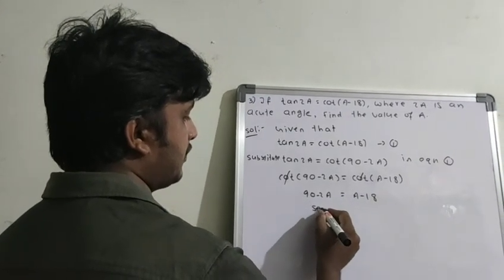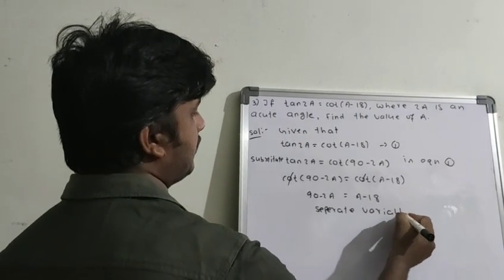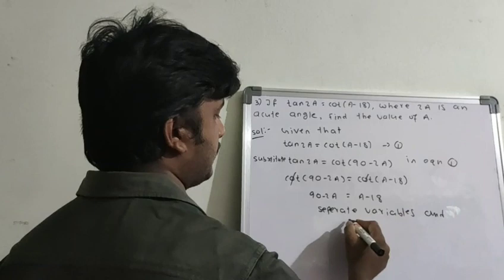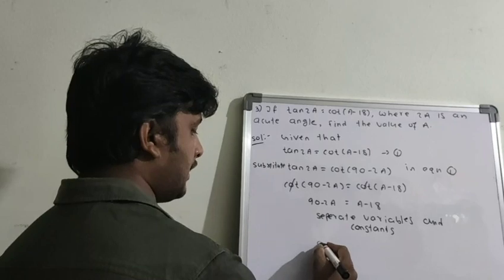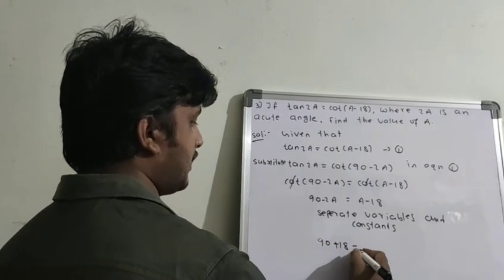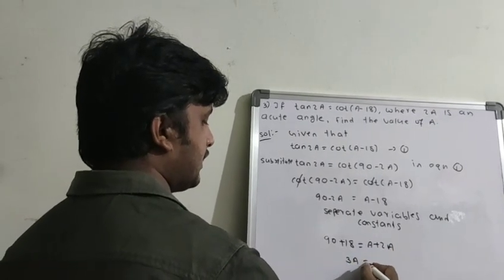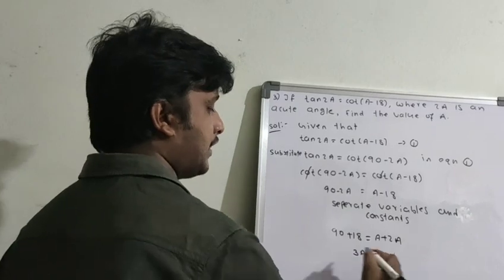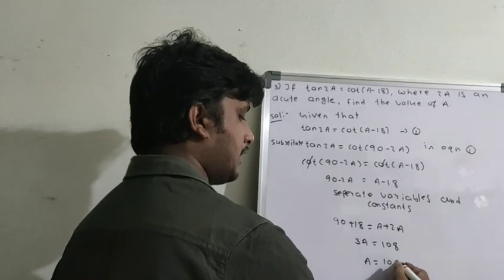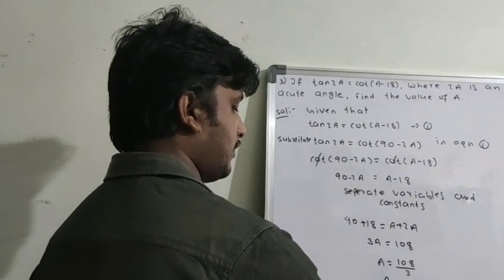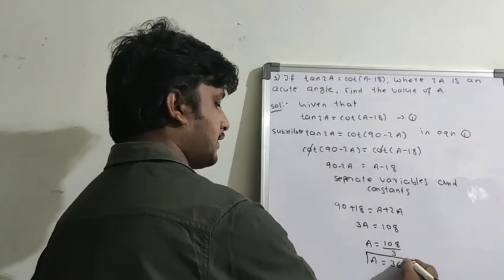Separate variables and constants. So 90 plus 18 is equal to a plus 2a. So a plus 2a I am writing as 3a equal 90 plus 18, 108. From this a equal to 108 by 3. From this a equal to, 3 3s are 9, 6 3s are 18. So a equal to 36 degrees.